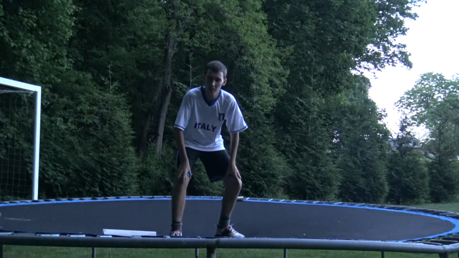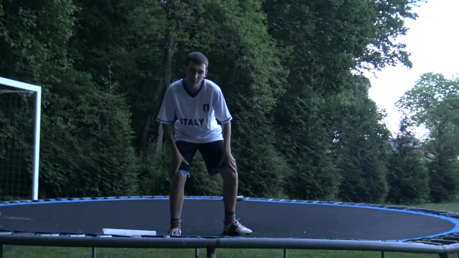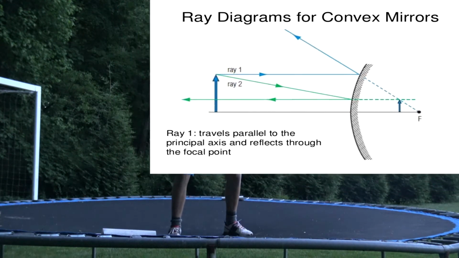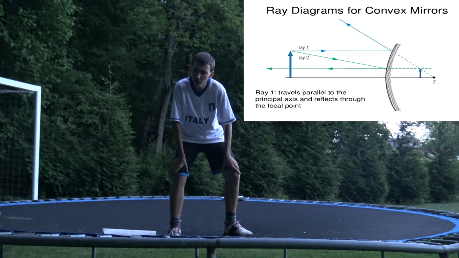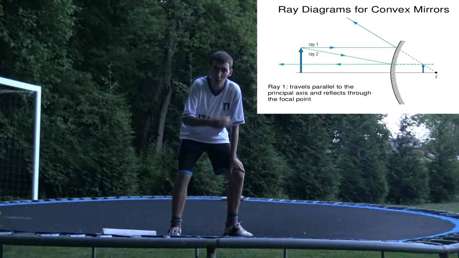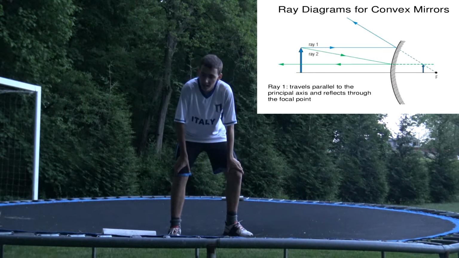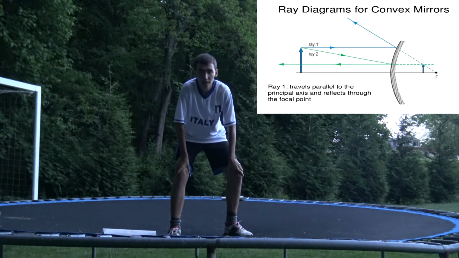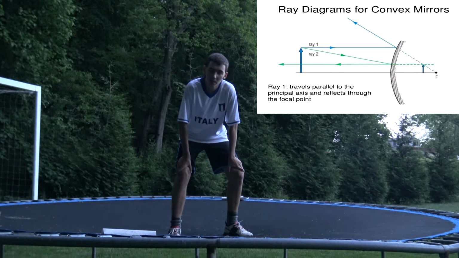These same two rules can also apply to convex mirrors with minor adjustments. Any incident ray traveling parallel to the principal axis on the way to a convex mirror will reflect in such a manner that its extension will pass through the focal point. Any incident ray traveling towards a convex mirror such that its extension passes through the focal point will reflect and travel parallel to the principal axis.